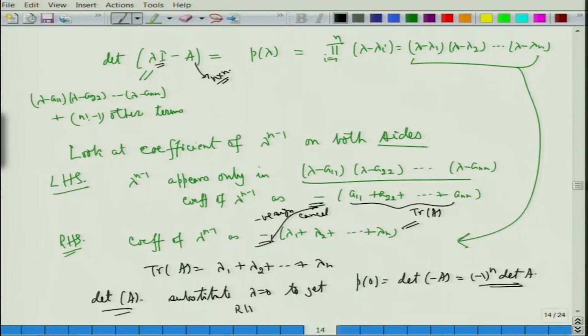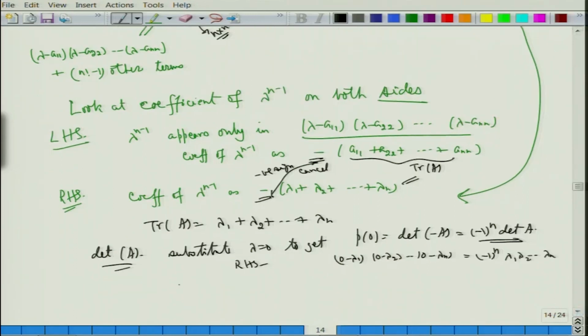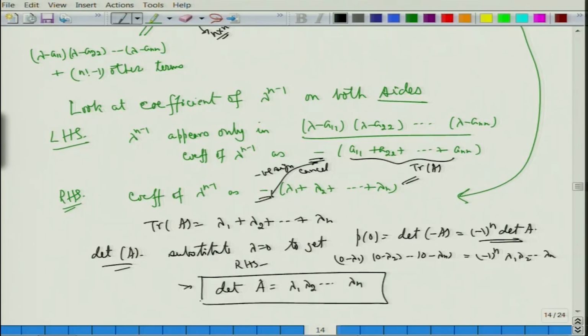What about the right hand side? Look at the right hand side, it is nothing but (0 minus lambda 1)(0 minus lambda 2)...(0 minus lambda n), which is the same as minus 1 to the power n, lambda 1, lambda 2, ... lambda n, and therefore, minus 1 to the power n cancels out. I get the determinant of A is nothing but lambda 1, lambda 2, ... lambda n, fine. So, we have shown that the trace of A is the same as the sum of the eigenvalues, and the determinant is nothing but the product of eigenvalues. It is a very important idea, it helps us in a lot of places.